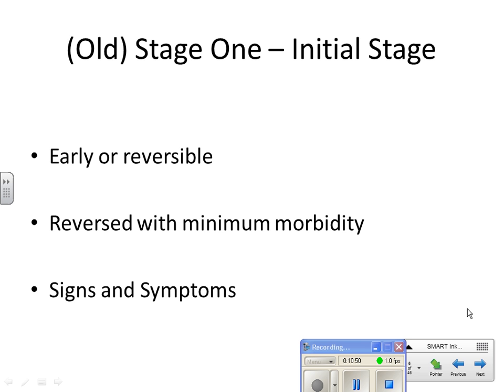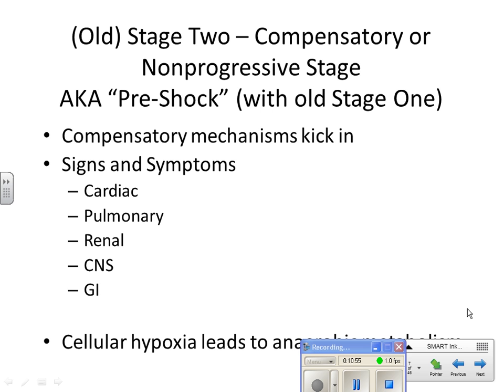So stage 1. Stage 2 is what they call, referred to as either compensatory, because it says the compensatory mechanisms are working, or the non-progressive, which means that it's not progressing into a worse stage. So this is when, again, the compensatory mechanisms kick in, and you're going to start seeing an increase in some of those symptoms that are reflecting those compensatory mechanisms.